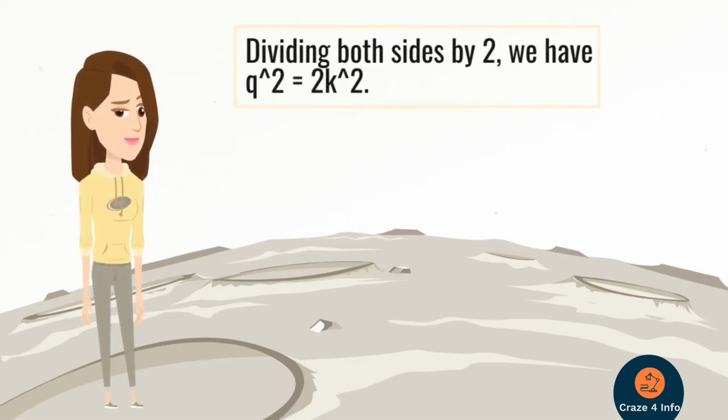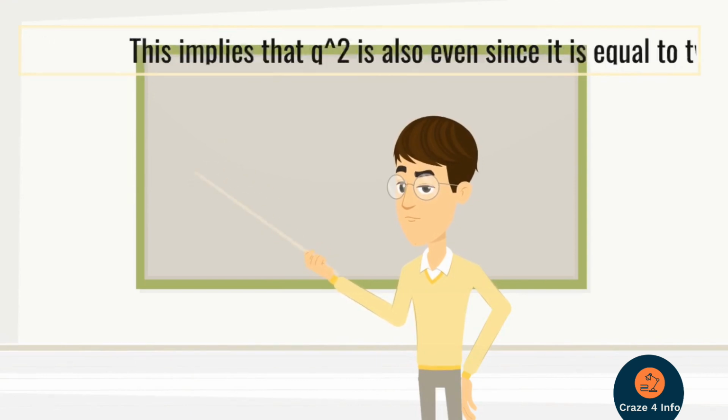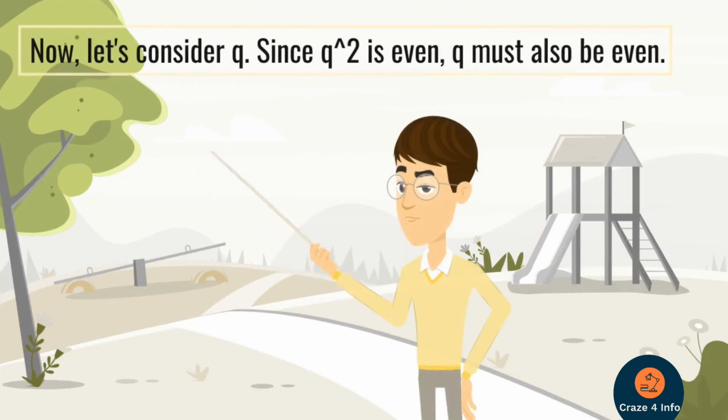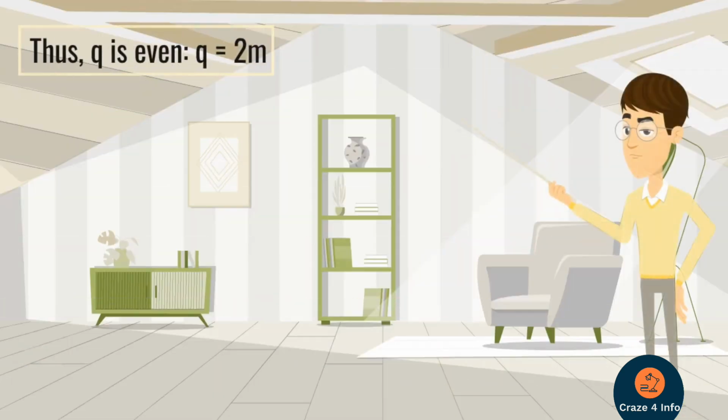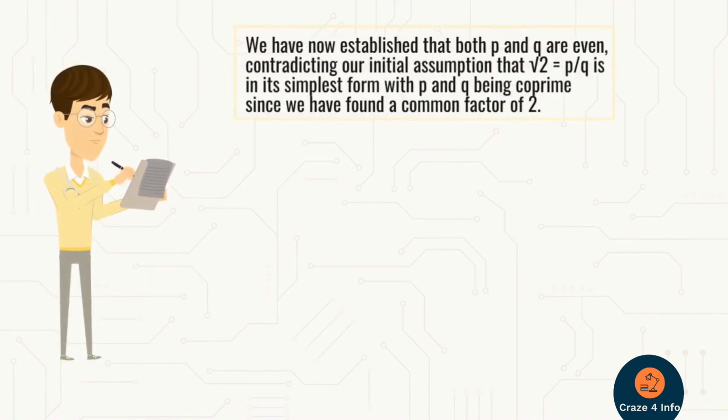Dividing both sides by 2, we have q squared equals 2k squared. This implies that q squared is also even since it is equal to twice k squared. Now, let's consider q. Since q squared is even, q must also be even. Thus, q is even, q equals 2m. We have now established that both p and q are even, contradicting our initial assumption that root 2 equals p/q is in its simplest form with p and q being coprime, since we have found a common factor of 2.